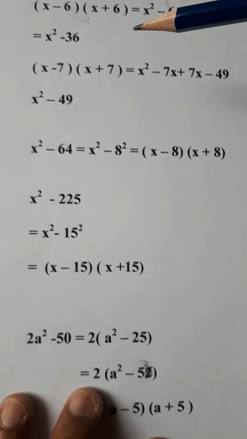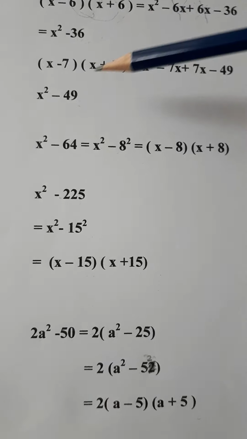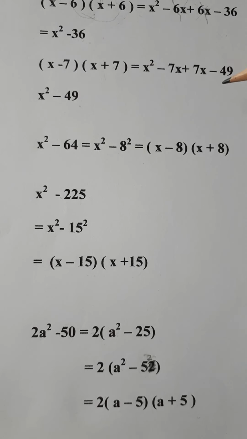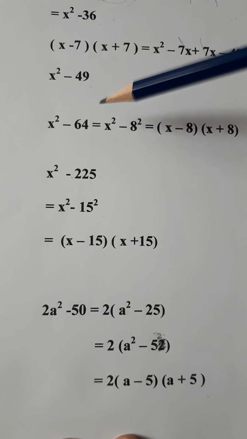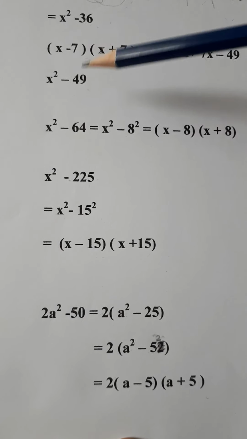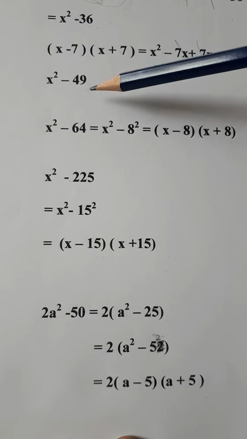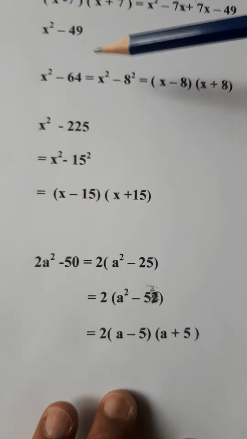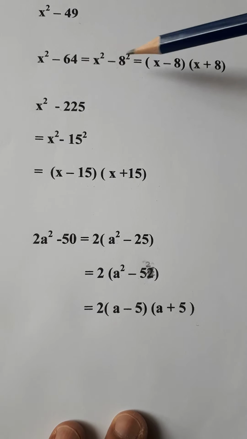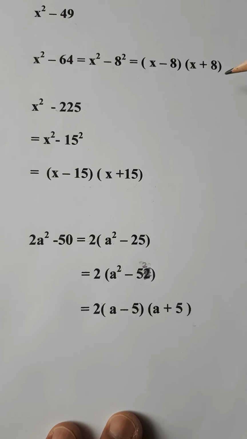Let's try one more. If you expand this, you get this. Cancel. And the answer is x squared minus 49. So the factors of x squared minus 7 squared are x minus 7, x plus 7. Same thing here: x minus 8, x plus 8.